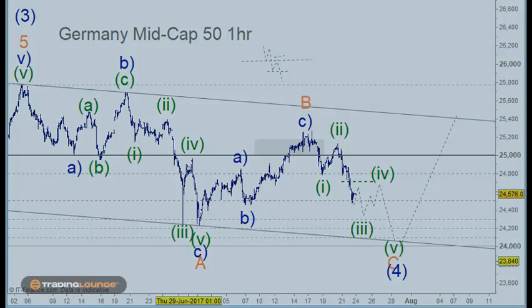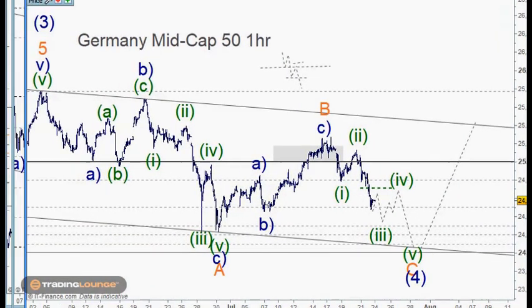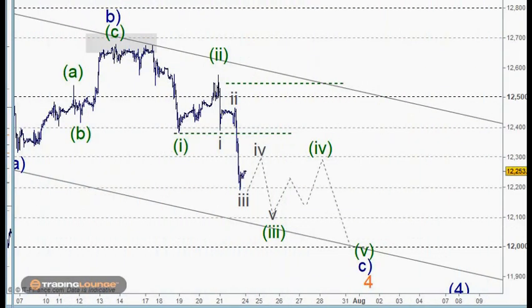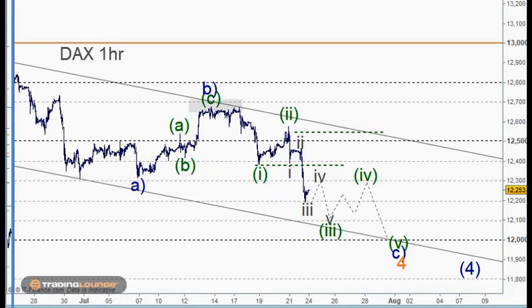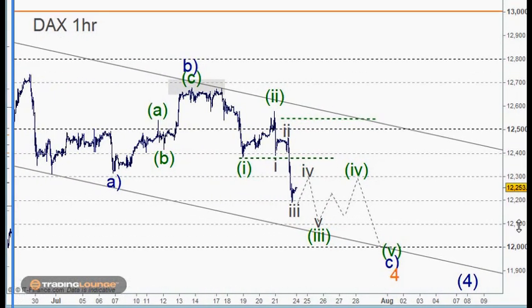Now taking that, we're using the 25,000 on the mid cap, but at the same time we were using the 12,500 on this market here, just to keep it. This is the DAX, sorry, 1 hour chart, and we had to go long above this top here and then short below these guys here.